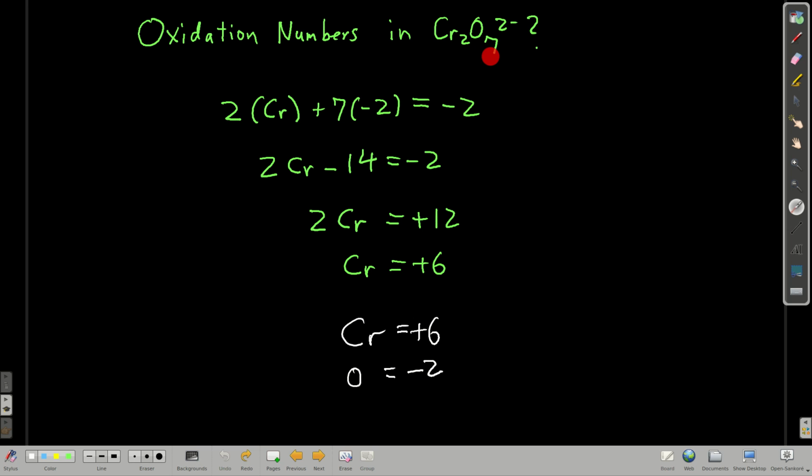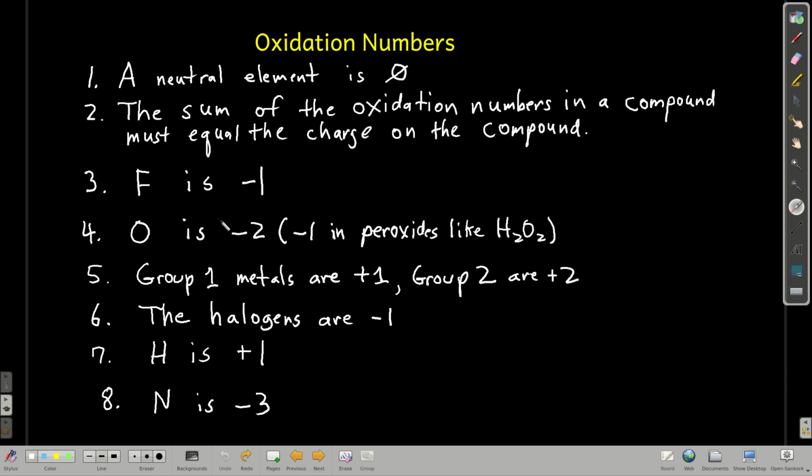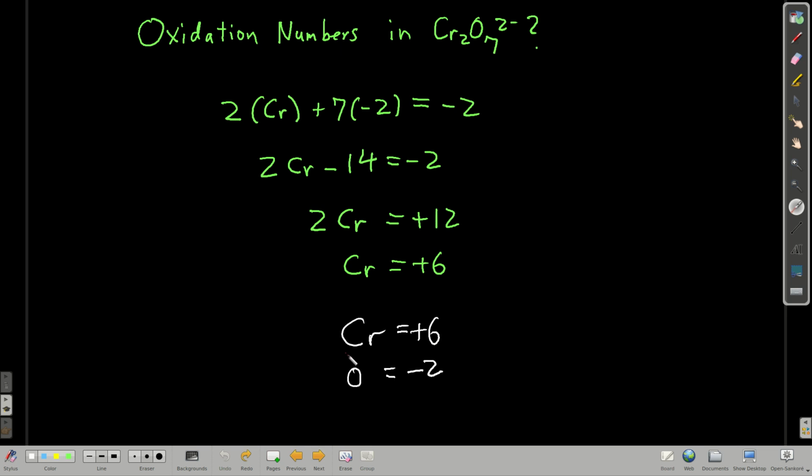So there's 7 oxygens. Okay, that's what the 7 is for. The -2 here is from the list. It said that the oxidation number for oxygen is -2. So that's where that -2 came from here. And it has to add up to be -2. This -2 came from the overall charge on dichromate, -2. So if we solve this for the oxidation number of chromium, it's +6. And so we know now in the dichromate that the oxidation number for chromium is +6 and oxygen is -2. We got that from the rules.